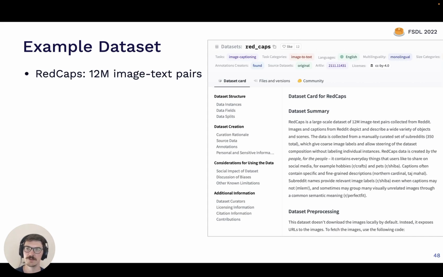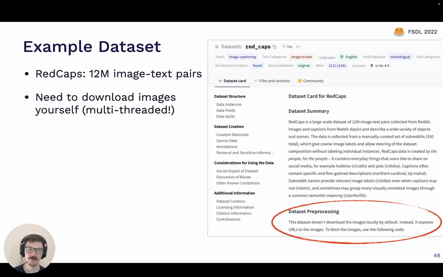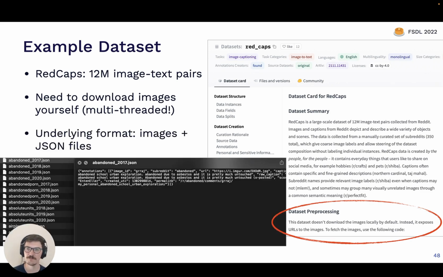Another example dataset is called RedCaps, pretty recently released. 12 million image-text pairs from Reddit. The images don't come with the data. You need to download the images yourself. Make sure as you download it's multi-threaded. They give you example code. And the underlying format of the dataset is the images you download plus JSON files that have the labels or the text that came with the images. So the real foundational format of the data is just the JSON files, and there are just URLs in those files to the objects that you can then download.